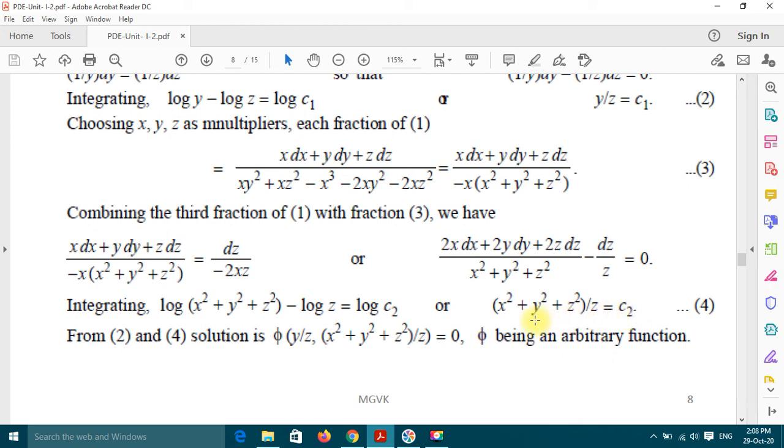Therefore we get the second solution, second integral of the given partial differential equation. So the complete general solution of the given differential equation is phi of (y by z), (x square plus y square plus z square) upon z is equal to 0, where phi being an arbitrary function. Okay, thank you.